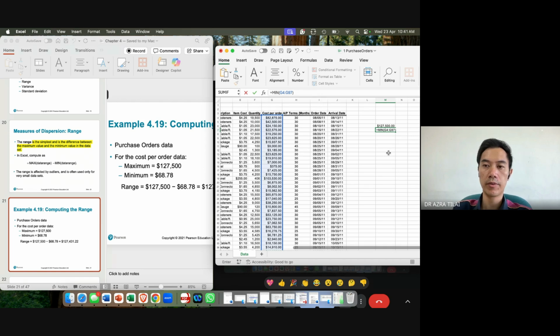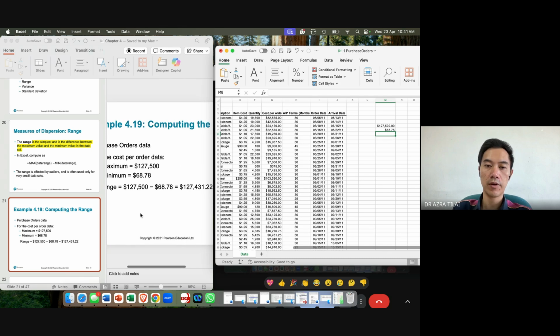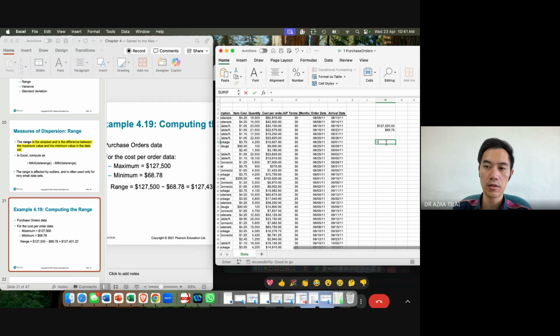Remember always to close the bracket and press enter, and there you have it. You have the smallest number within this column. Now we want to find the range. What do we do? Press the equal sign as well, click on this number 127,500, and press the minus sign on your keypad. Then select the second value, 68.78, and press enter.